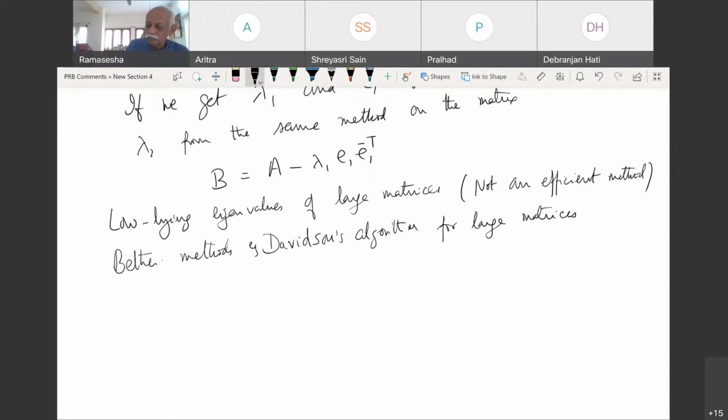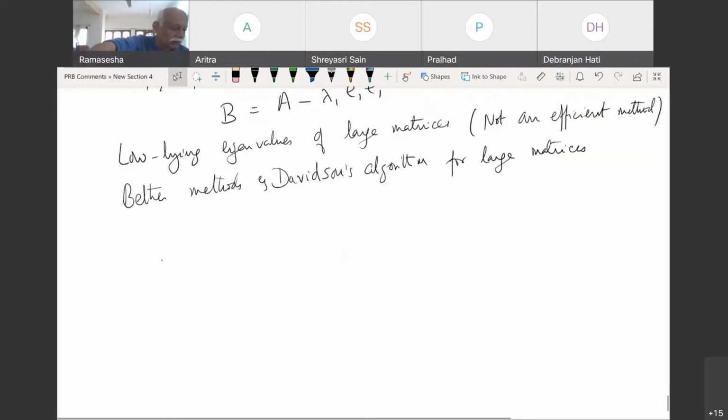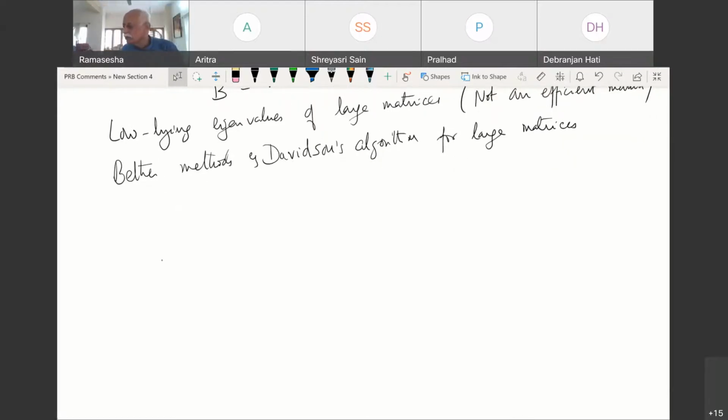Because if lambda 1 and lambda 2 are very close, then lambda 2 by lambda 1 to the power 2k plus 1 goes to 0 very slowly. Which means you need to do many operations in order to get the accuracy for eigenvalue 1. Now, this is one of the common methods that are being taught in numerical analysis, although never really used.